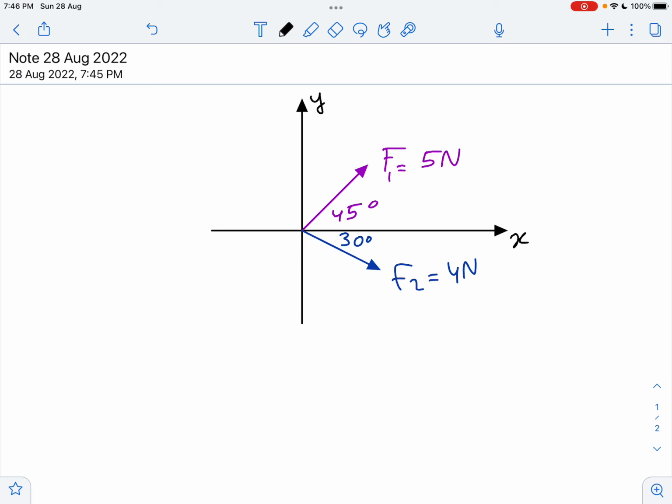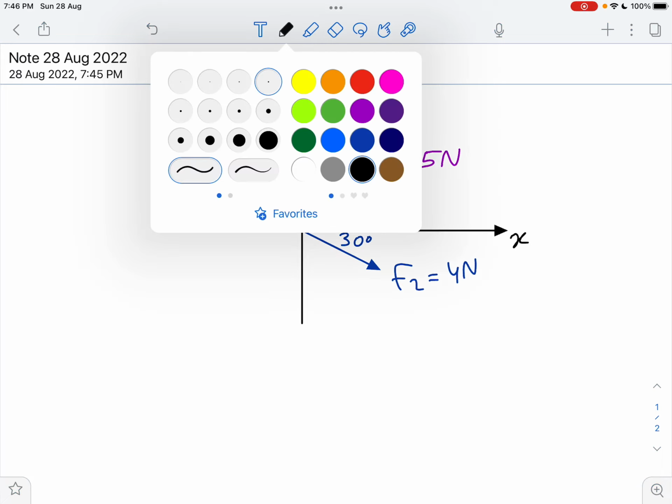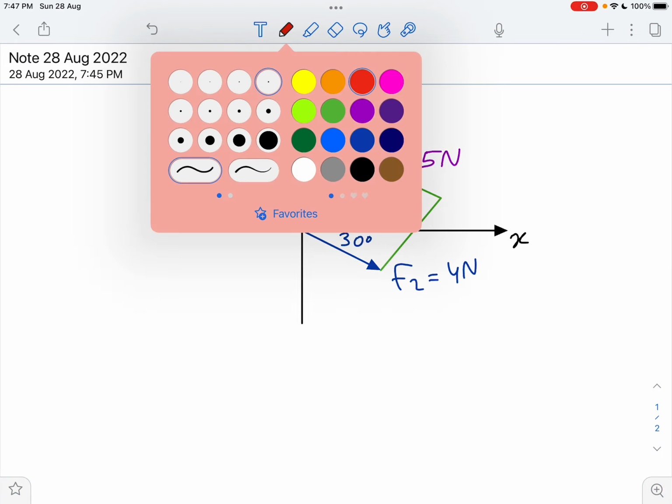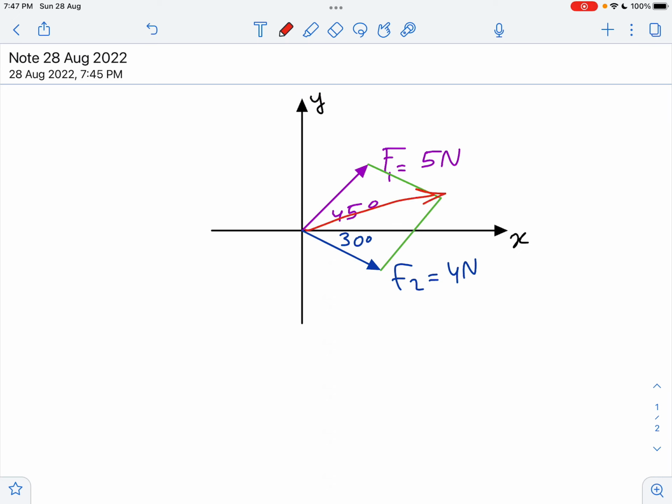So how to add those forces? If you want to add them graphically, it's going to be easy. You just simply continue the parallelogram in this way, something like that, and that will be the F-net, the vector between them. Okay, that's going to be F-net. Let me fix it a little bit, maybe like that. Yeah, that will be F-net.